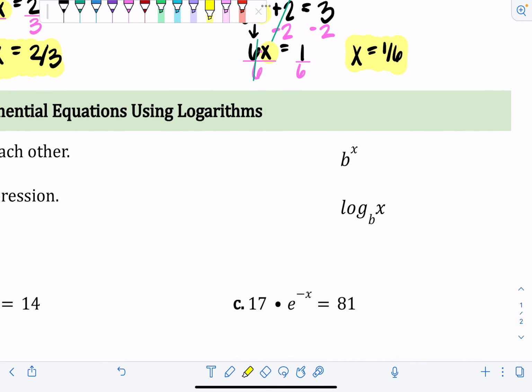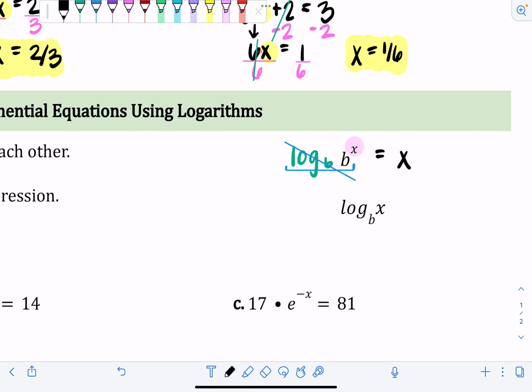Okay, so for b to the x, my goal is to isolate x. So I would have to use the inverse of an exponential, because something to an exponent is an exponential. And whatever the base of the exponential is, which in this case is b, I would use a log with that same base to cancel it out. So I would log base b the exponential with the base of b, and then these two together cancel each other out, and it leaves us with just the exponent from the exponential.